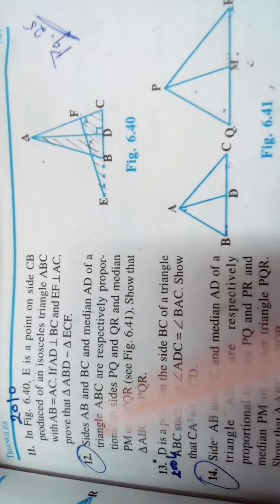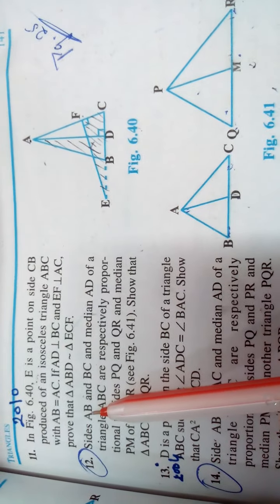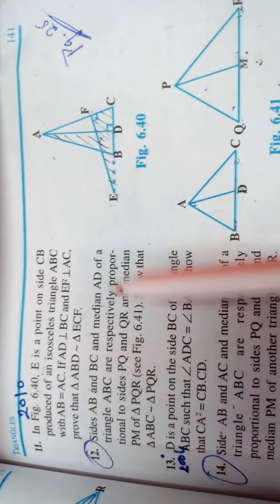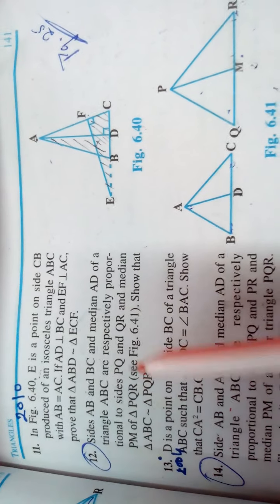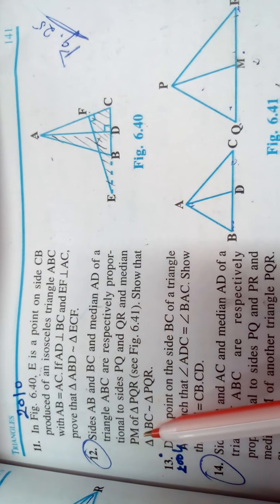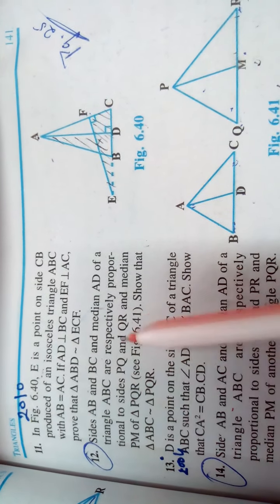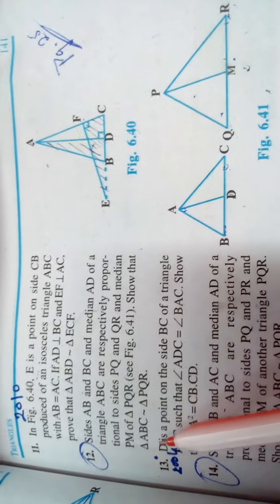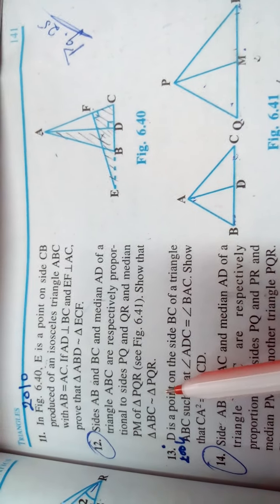Question number 12 is given. In question number 12, figure is not given. Questions 12 and 14 are similar. AB, BC, AD are the sides and median of one triangle ABC. AD is the median. PQ, QR and PM, PM is the median of triangle PQR, are proportional. Proportional means these ratios are equal: AB by PQ, BC by QR, AD by PM. You want to prove the triangles are similar.